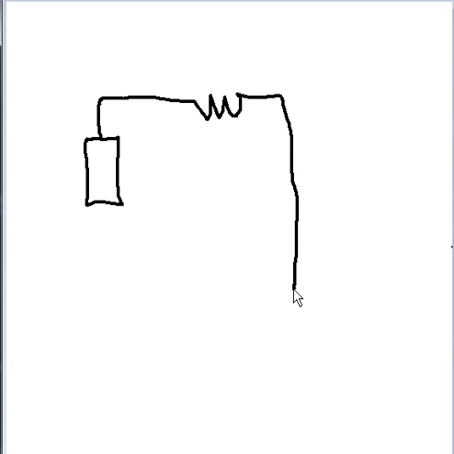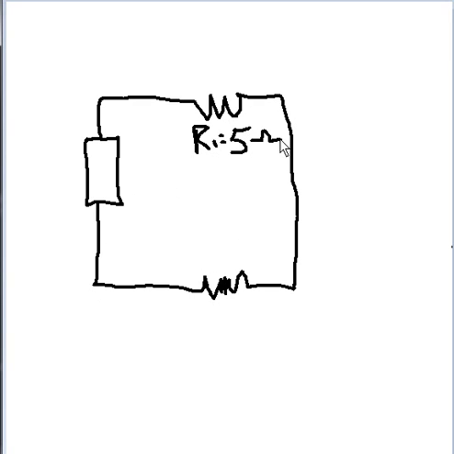Alright, now I'm going to draw a circuit with a battery right there, and coming out of this battery is a typical circuit, but this time we've got two resistors in here. Come back over to here. Resistor number 1 is equal to 5 ohms. Resistor number 2 is also equal to 5 ohms.